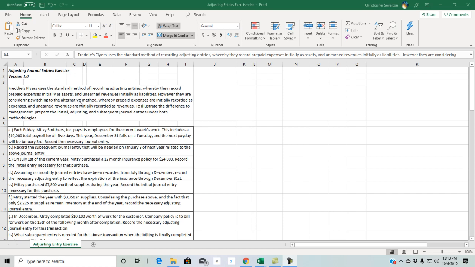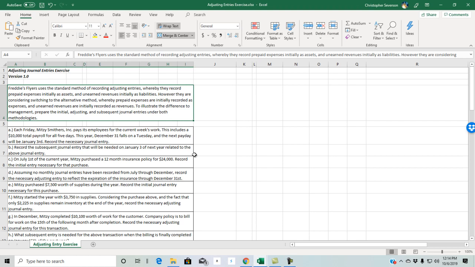The alternative method, basically, instead of recording anything as an asset first, you record it all as an expense for a prepaid expense, and then at the end for the adjusting entry, you back out the portion that you have not used. You move that back to an asset. So in the end, the balances are the same. It's just a question of what do you start with and what your adjusting journal entry looks like. For the unearned revenues, you'd start by recording them all as revenues, and then you'd back out the portion that really had not been earned by the end of the period.